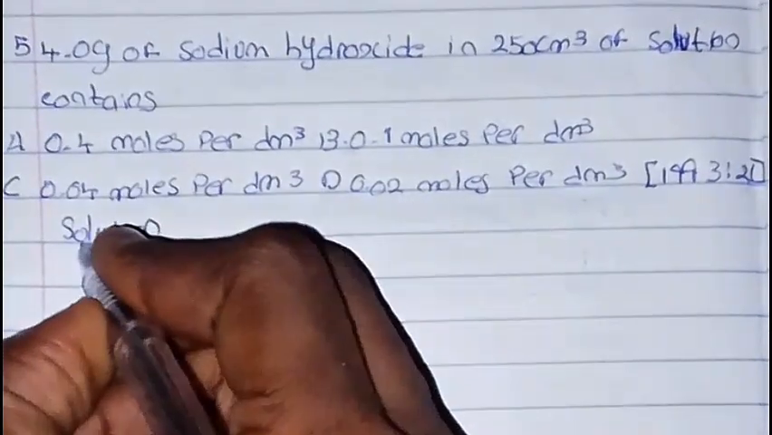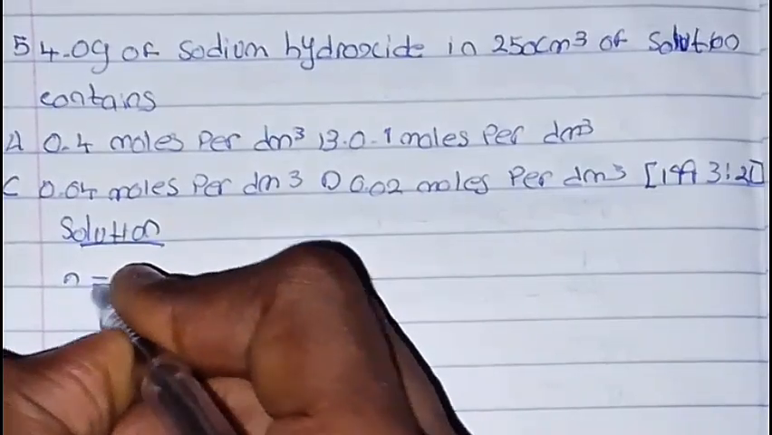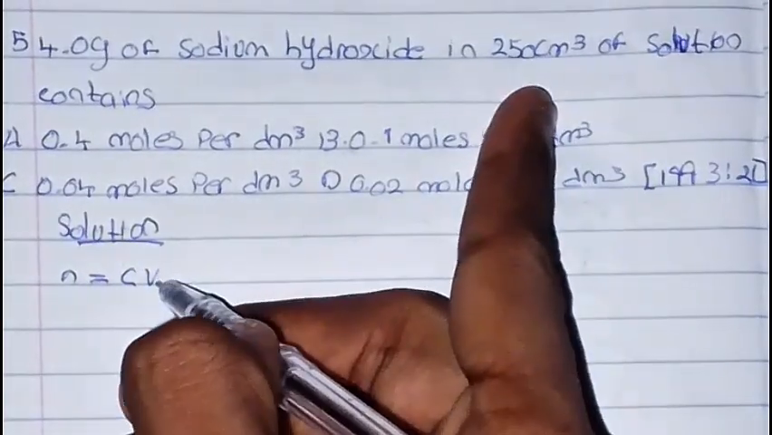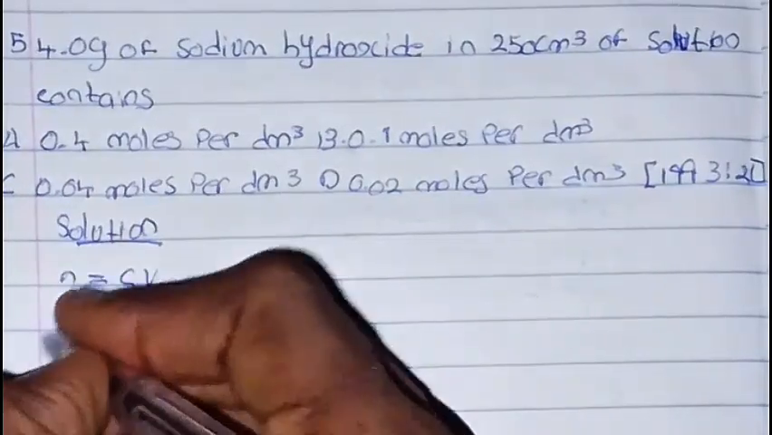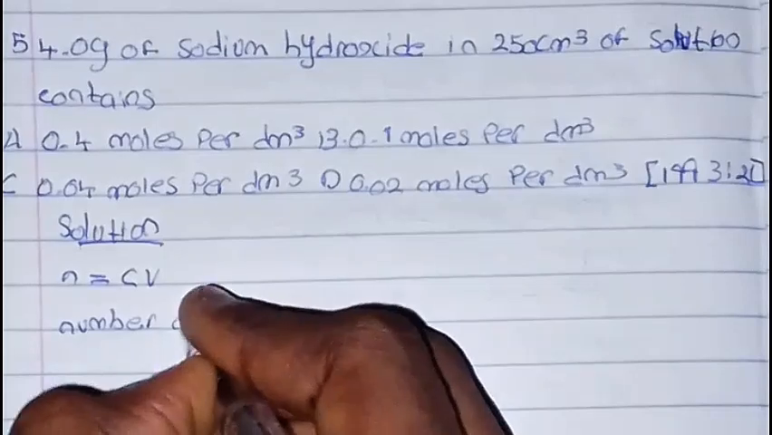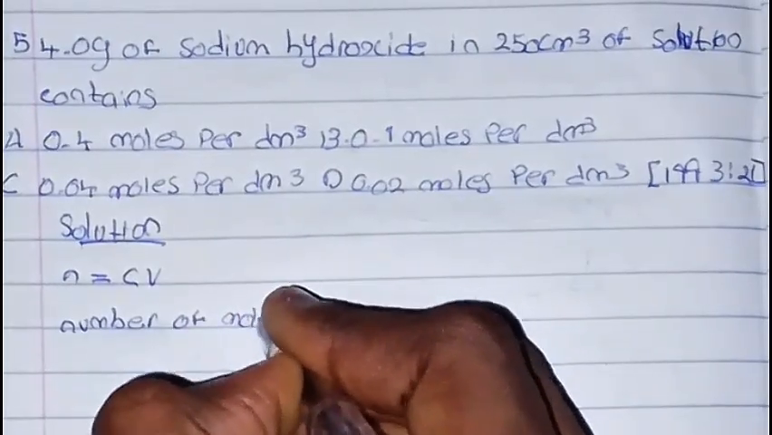How do you find concentration? We know that the number of moles n is equal to CV, right? Now we want concentration. We're given volume in cm³. We don't have the number of moles. So let's find the number of moles. Number of moles is mass over molar mass, right?